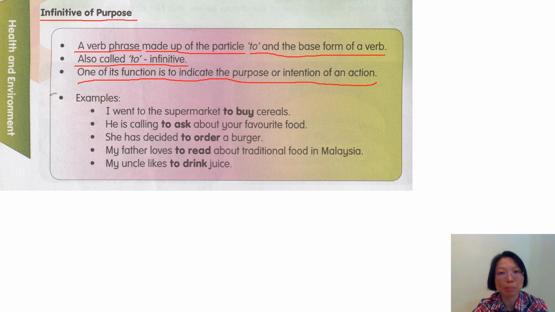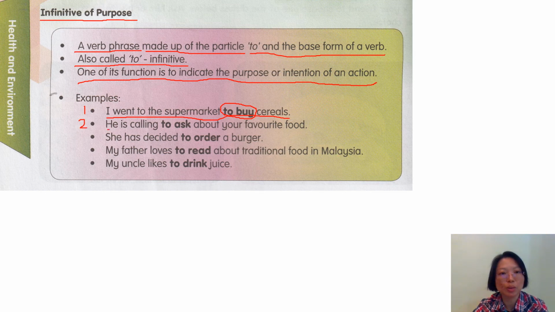So let's look at the examples given here. Example number 1. I went to the supermarket to buy cereals. So to buy here is the to infinitive. Okay, you can also call it the infinitive of purpose. So you are telling people about why you go to the supermarket. Okay, so you go to the supermarket because you want to buy cereals.